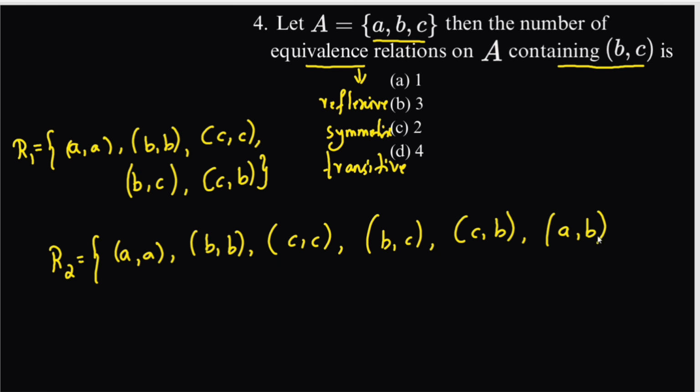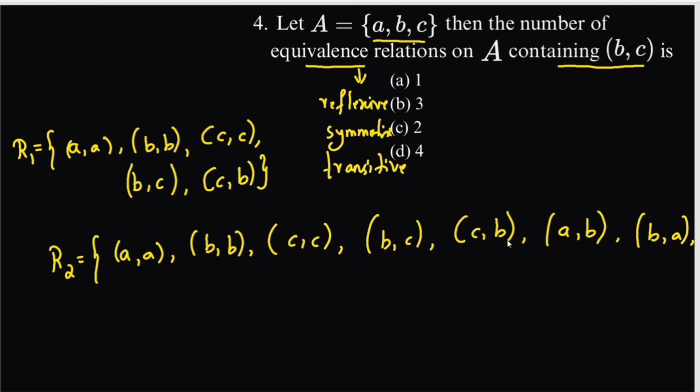Yes, till here it is symmetric, but we have AB. We do not have BA, right? So we have to include that to make it symmetric. Now check whether it is transitive. Is it transitive? If I take these two elements, AB, BA, what is the third element that should belong to this set? AA. Yes, we have that element.